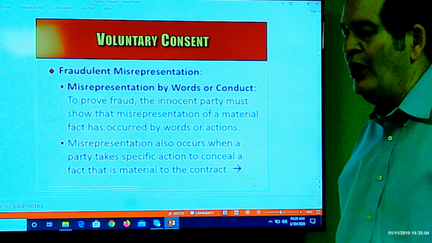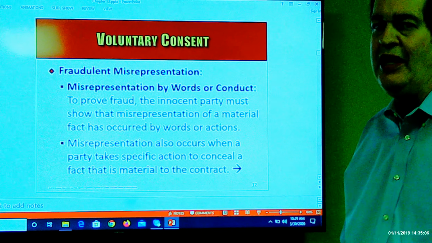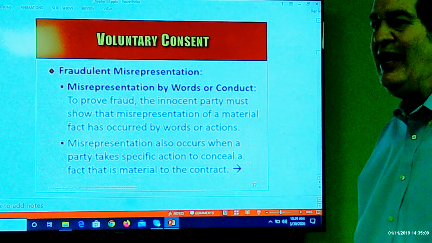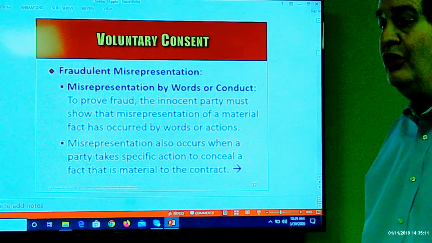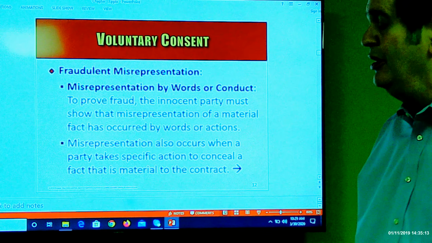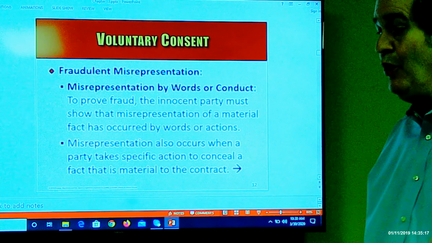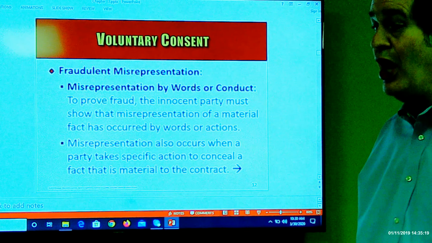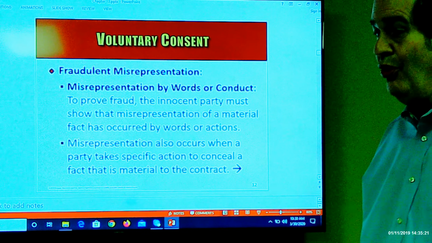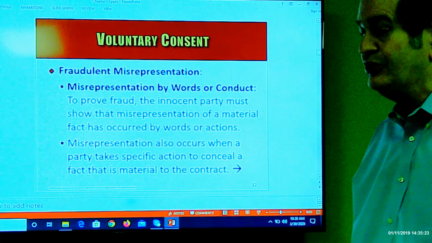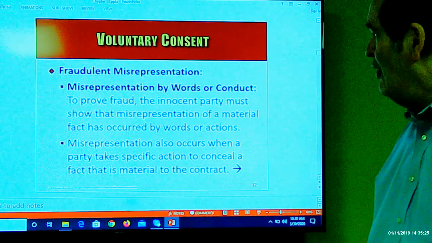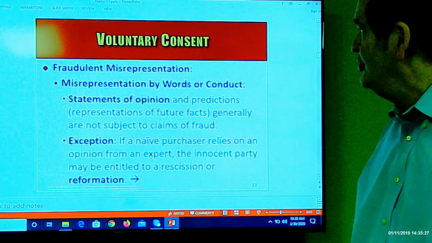Or it can be a situation where the party that's making the misrepresentation has taken actions to conceal something that would be a material fact. So for example, changing the odometer on an automobile or disconnecting it for a significant period of time. That would be concealing, and that's misrepresentation.